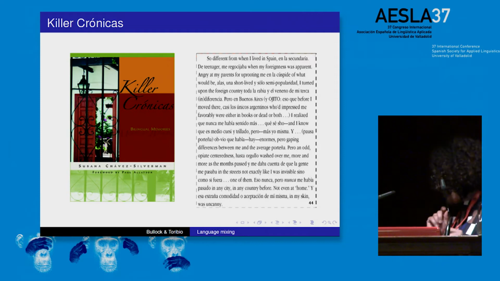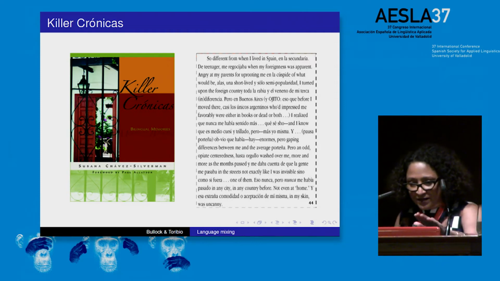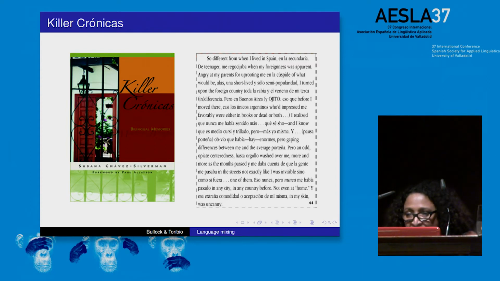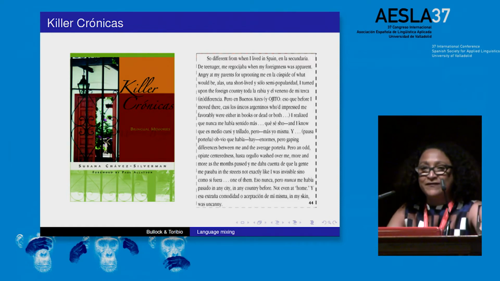Should I read a little bit of it? No? Okay. So there you go. So different from when I lived in Spain in a secundaria. The teenager me regocijaba when my foreignness was apparent. Angry at my parents for uprooting me en la cúspide of what would be, alas, una short-lived y solo semi-popularidad, I turned upon the foreign country toda la rabia y el veneno de mi terca indiferencia.